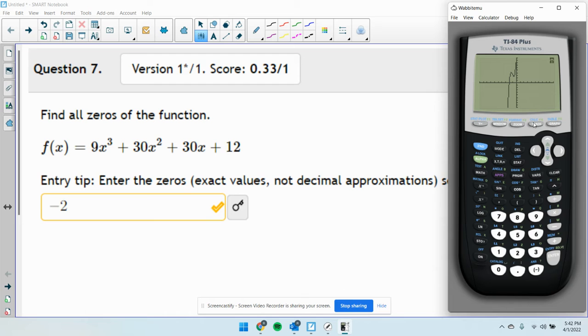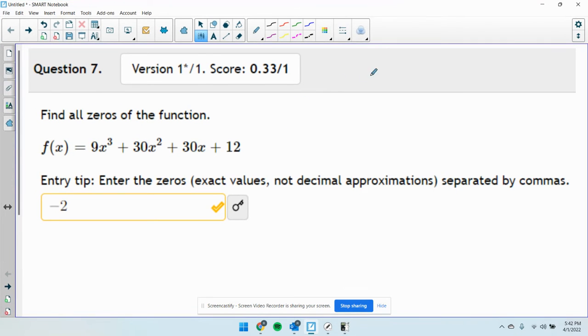So to do that, I'm going to hit second trace to go to the calculate menu. I'm looking for a 0, so I'm going to hit 2. And I just want to put the cursor anywhere to the left. It says left bound. Put it anywhere to the left of that 0. So right there is good. It's to the left on my graph. I'll hit enter. Right bound. I'll move it to the right, hit enter again, and then it'll ask you to guess. Just hit enter one more time. So it looks like that value is -2, 0. So when x is -2, I get 0 out of the function.